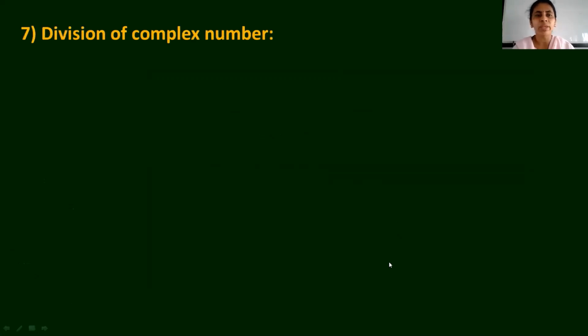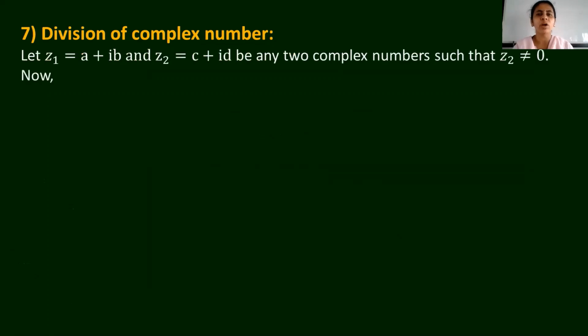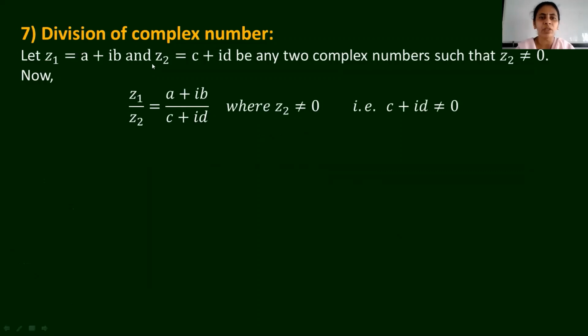Now we see how to do division of two complex numbers. Suppose we have two complex numbers, z1 is equal to a plus ib and z2 is equal to c plus id, and we have to do division of the two complex numbers. Then we will follow the method as follows. Suppose z1 upon z2 is equal to a plus ib upon c plus id, where z2 is not equal to 0, that is c plus id is not equal to 0.